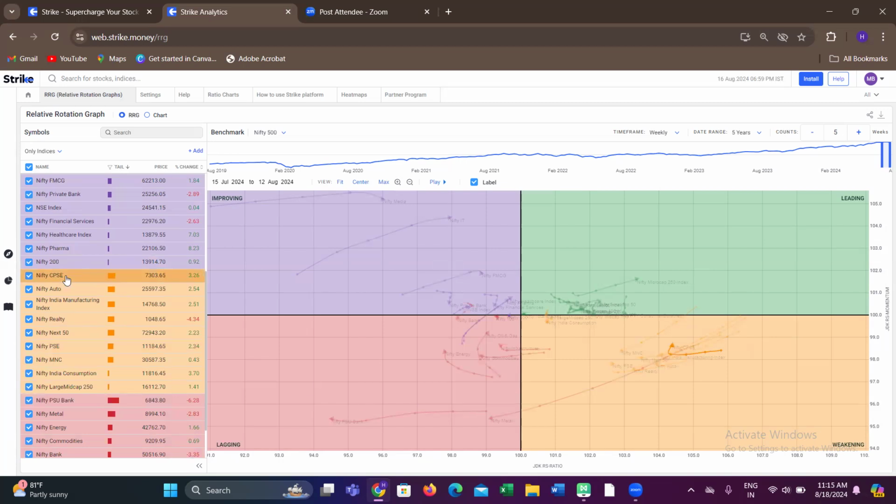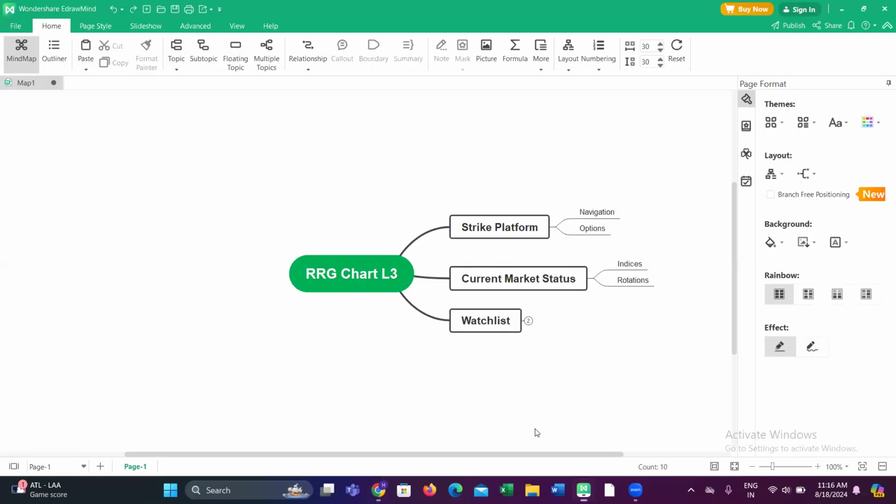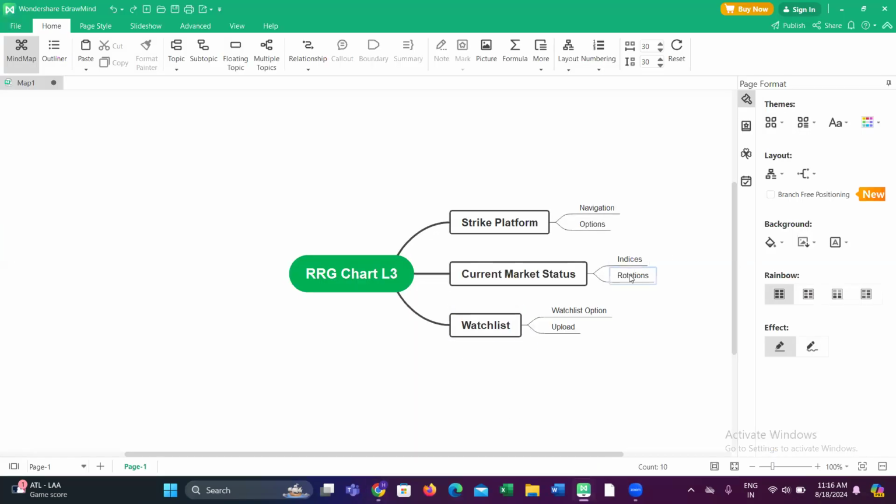And then look at this CPSC index, right? So again, a 90-degree move. Some of the examples that I can take for lagging, look at this. PSU banks are struggling, right? Nifty metal, I can show you this. So this I wanted to cover the rotation part. So let's cover the rotation part here.